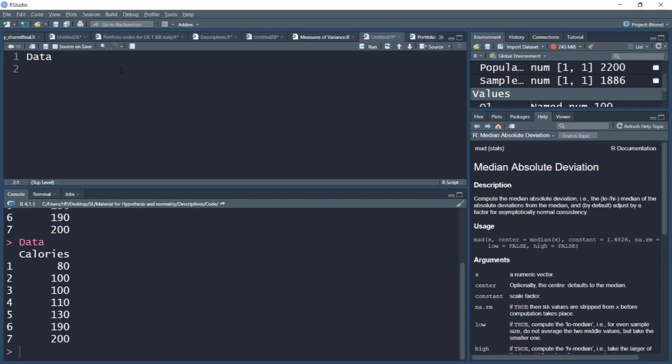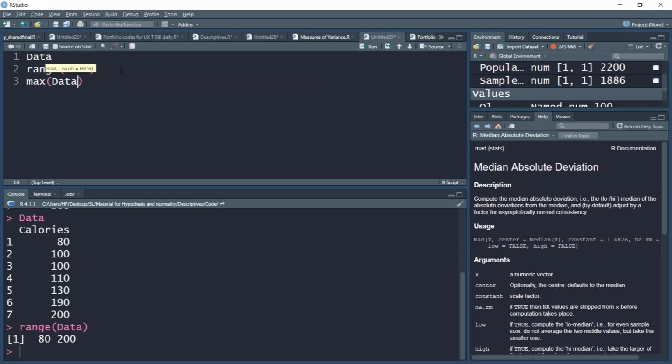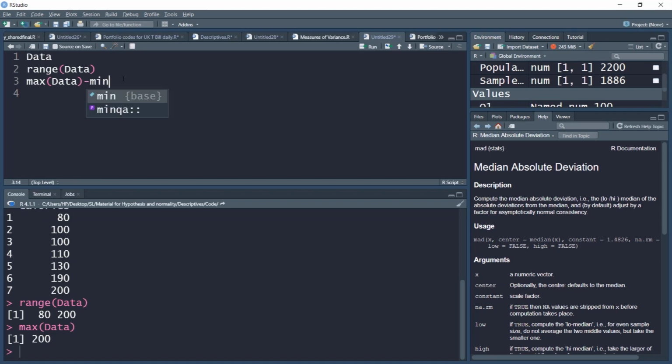As a first step, we need to compute the range of this data. That is our first variability measure. Now I can check the range of this data by simply running the range command, which will give me the lowest and highest values in the data, that are 80 and 200. If I want to see the range, I can simply compute the maximum value of this data and subtract the minimum value of the data from it to get the range, which is 120. So this was our range computation.